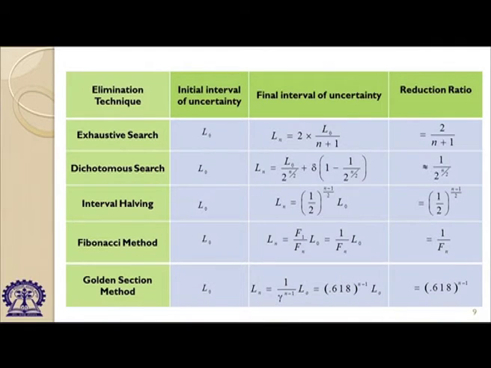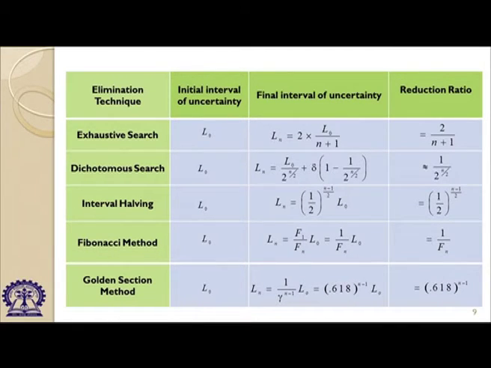In the golden section method you must have seen that ln is equal to L naught divided by gamma to the power n minus 1, where ln star was L naught divided by gamma to the power n. Here the gamma value, you know, is equal to 1.618 and 1 by gamma is equal to 0.618. That is why, if we calculate, we will see this for the golden section method.